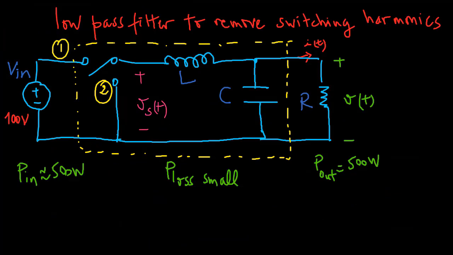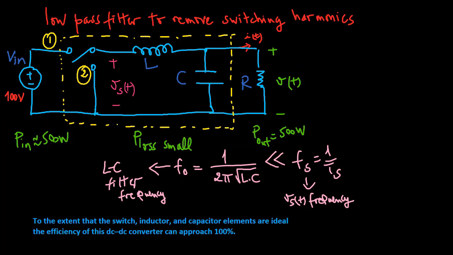If the filter corner frequency f0 is sufficiently less than the switching frequency fs, then the filter essentially passes only the DC component of vs(t). To the extent that the switch, inductor, and capacitor elements are ideal, the efficiency of this DC-DC converter can approach 100%.